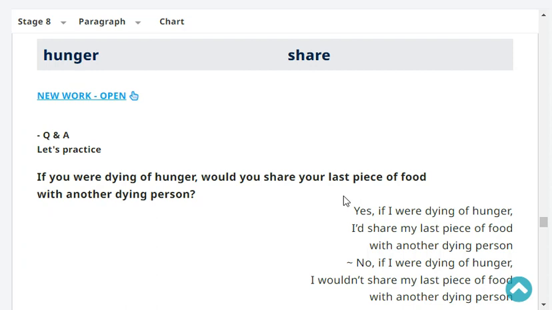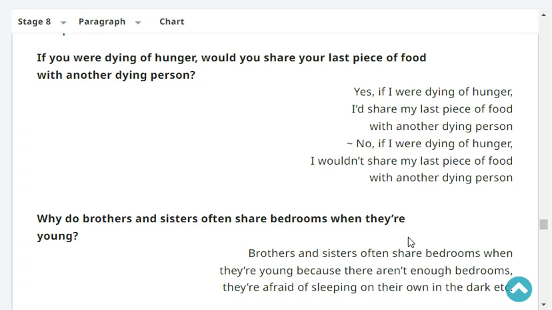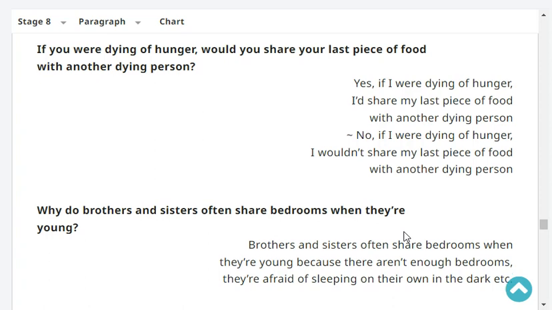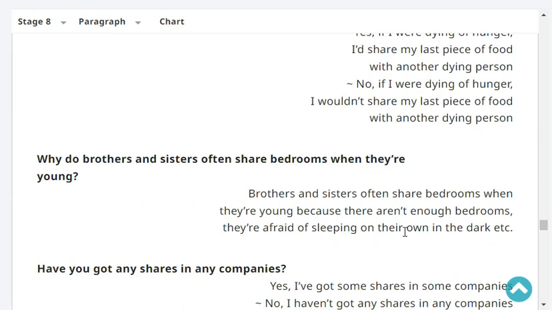If you were dying of hunger, would you share your last piece of food with another dying person? Yes or no? Maybe no. Me too. If I were dying of hunger, I wouldn't share my last piece of food with another dying person. Very good.